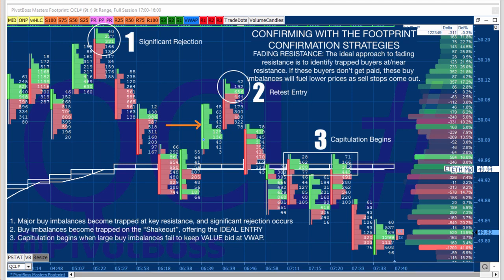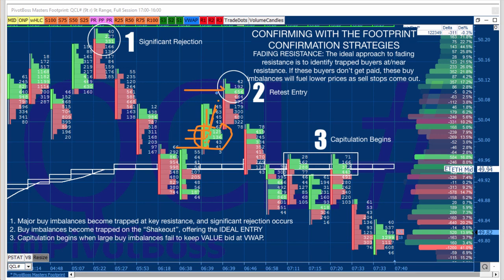But those aren't trapped. They have to be trapped participants. And my definition of trapped is, if you have a buy imbalance like this, is the market above that level or below it? That's my definition of trapped. Very simple. And so buy imbalance here ticks up. Buy imbalance here ticks up. Buy imbalance here ticks up. These aren't trapped. These are actually getting paid.